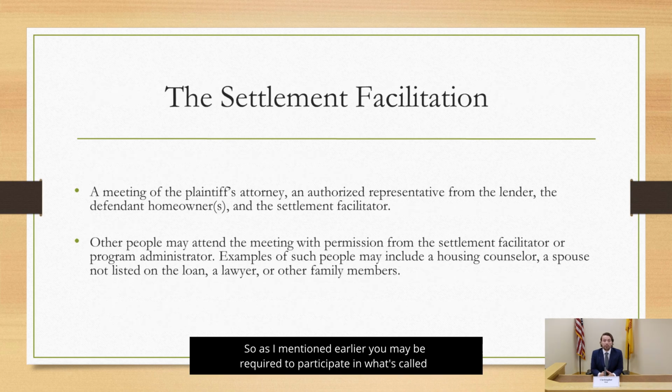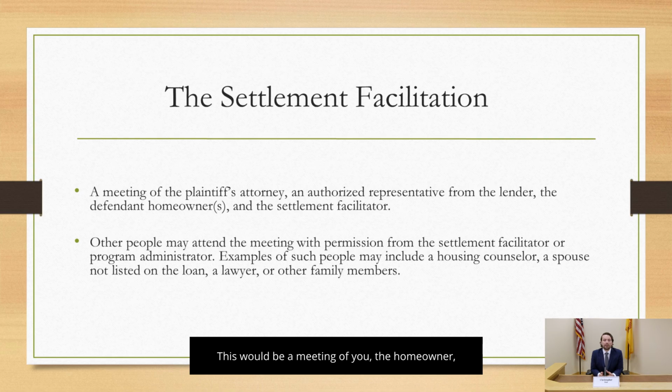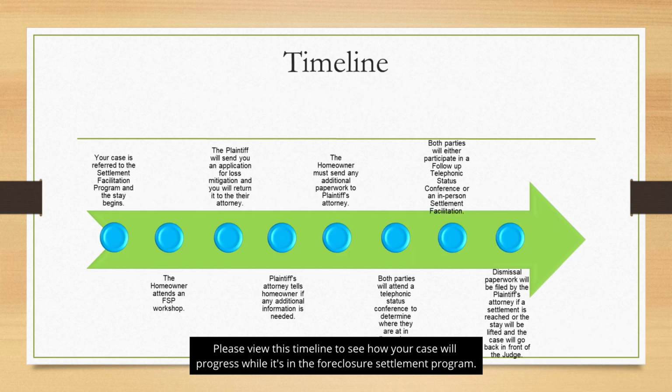So as I mentioned earlier, you may be required to participate in what's called an in-person settlement facilitation. This would be a meeting of you, the homeowner, the plaintiff's attorney, and the assigned settlement facilitator. At this meeting, we will try to resolve your foreclosure case one last time before we release your case from the program. At this meeting, you can have someone to accompany you, whether that's a spouse that's not listed on the loan, an attorney, a housing counselor, or some other family member. Please view this timeline to see how your case will progress while it's in the foreclosure settlement program.